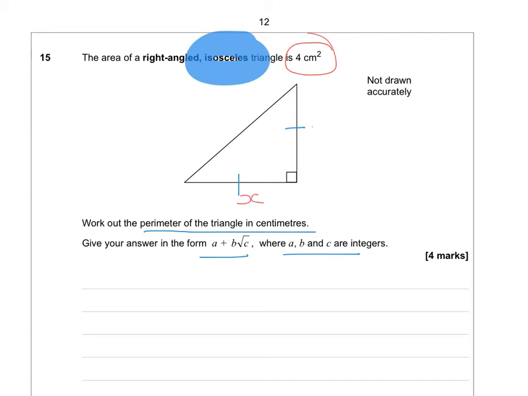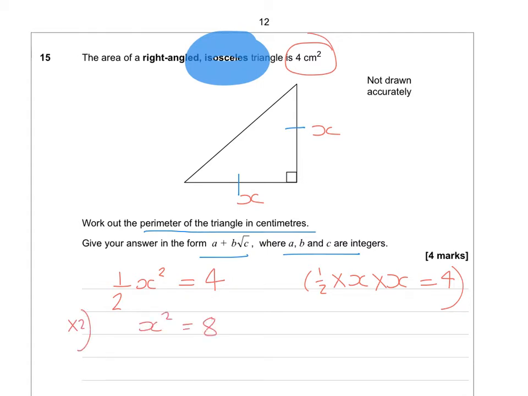We call this side x and this side x. We can say that a half x squared is equal to 4. A half times base times height equals 4 centimetres squared, the area. We need to multiply both sides of this equation by 2, so x squared equals 8, and this then gives us x equals the square root of 8, which is equal to 2 root 2, because root 8 is root 2 times root 4, which is 2 root 2.